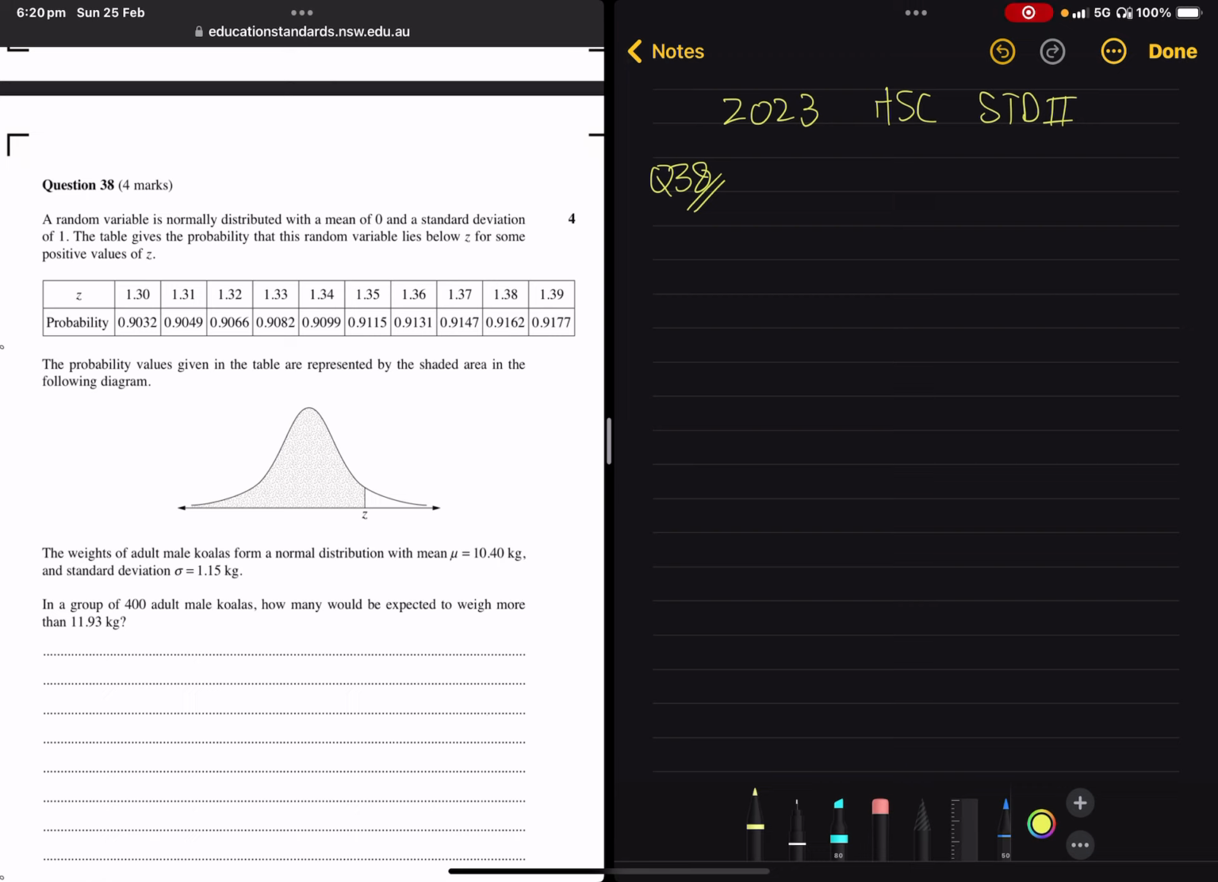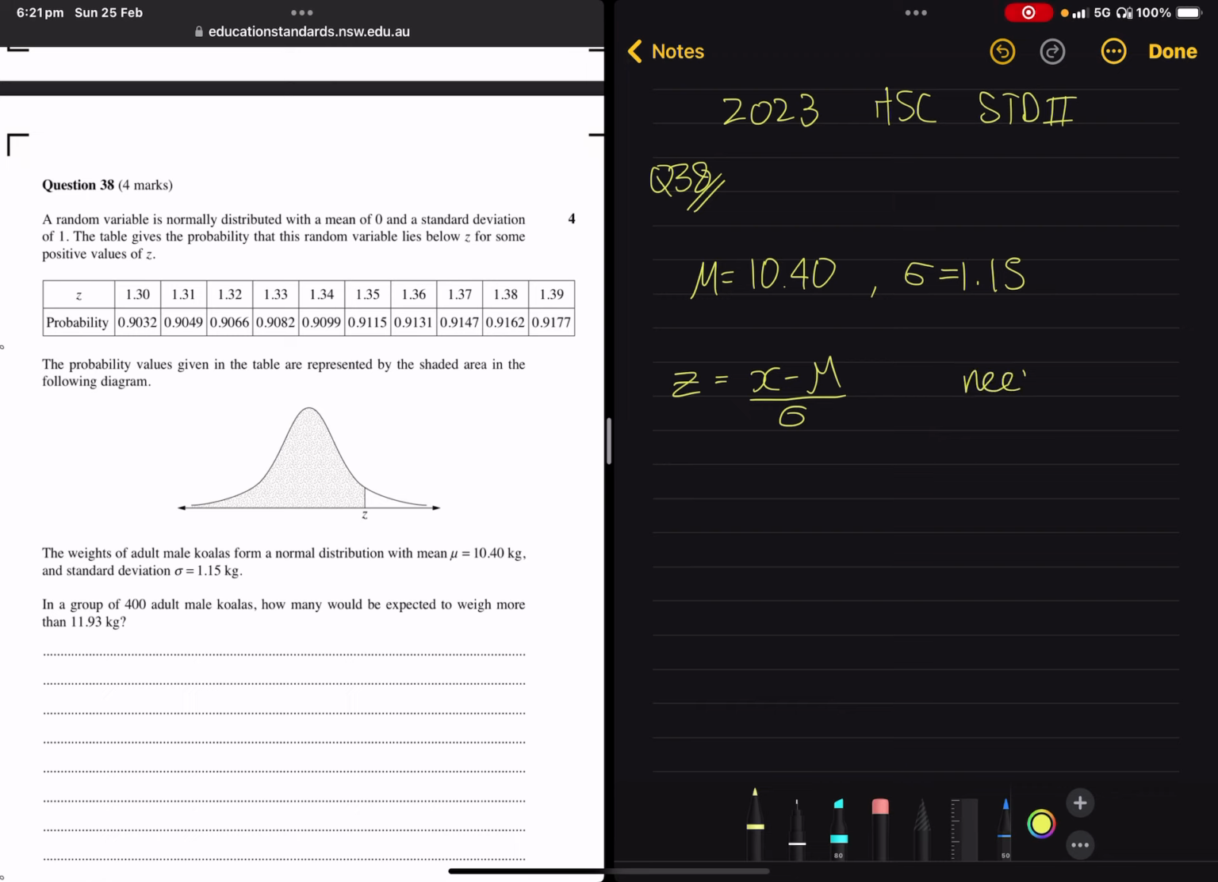Okay, so we are told that the mean weight is 10.40. We are told that the standard deviation on that weight is 1.15. So we need to find the z-score associated with a weight of 11.93 kilograms. The way you calculate a z-score is the score minus the mean, divided by the standard deviation.